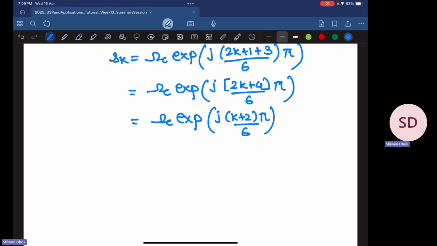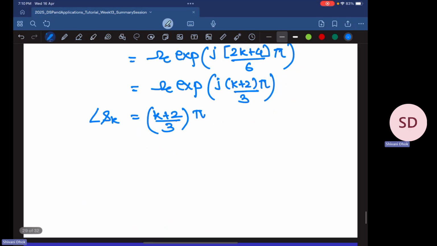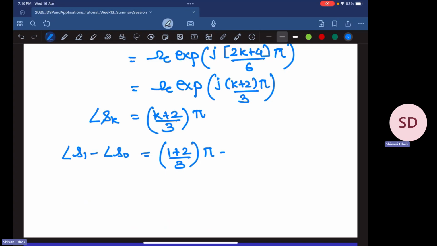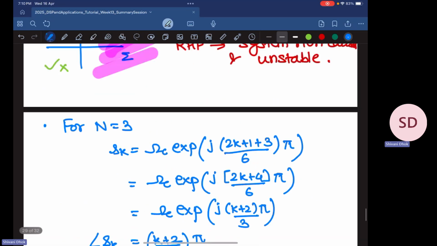That is, we'll see the difference in angle for k equal to 0 and k equal to 1. But for that, let us see what is the angle of Sk. So this angle of Sk is basically this part, given by (k plus 2) by 3 pi. Now we'll check angle of S1 minus angle of S0. For k equal to 1, this becomes (1 plus 2) by 3 into pi, minus for k equal to 0, this becomes 2 pi by 3. So this is equal to pi minus 2 pi by 3, which comes out to be equal to pi by 3, which is not equal to pi by 6, which means that the last option also is wrong.